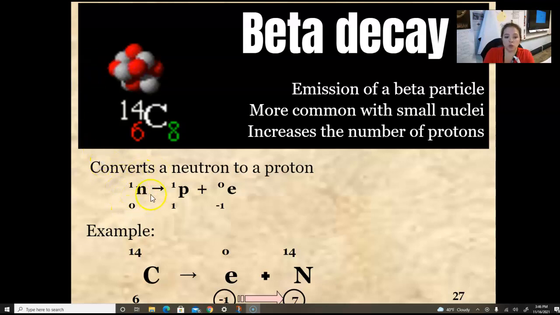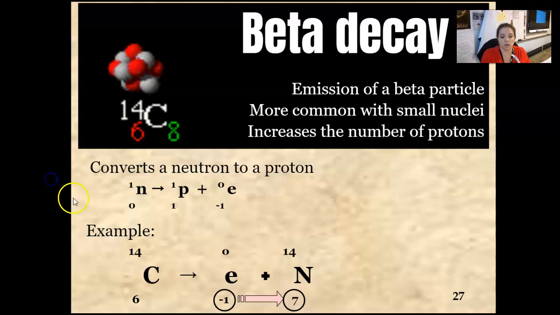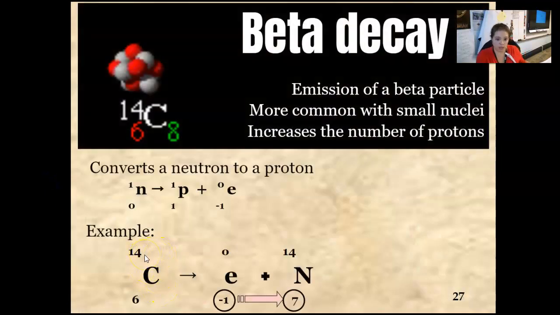So what's going to happen is the neutron is literally going to get rid of the electron, because remember, a neutron is just a proton with an electron taped to it. So it's going to eject that electron. My example is C14, and I eject that because there are too many neutrons. 14 and 6 protons means 8 neutrons. So it's going to ditch one of the electrons and turn a neutron into a proton, making there more protons. So it's going to go up.